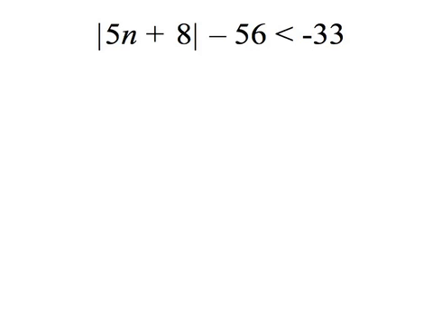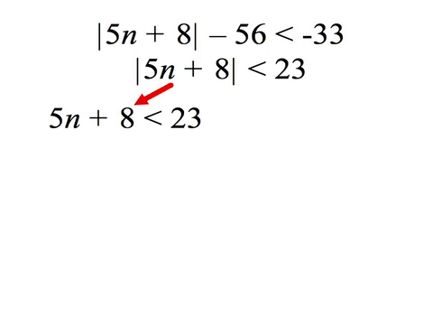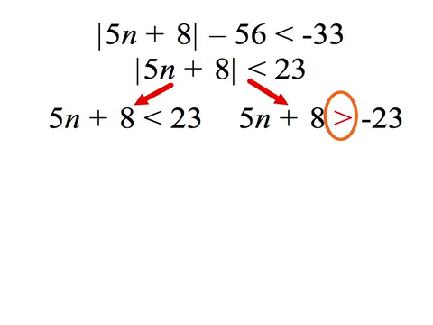Here's another inequality. We might be worried at the beginning because the right side is a negative, but we start right out by adding 56 to both sides. And now we have one that we can handle. We break it into 2. There's the left side. There's the right side. The 23 changed to negative 23, and the less than was reversed to greater than.